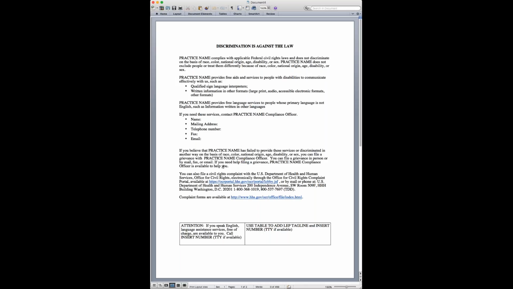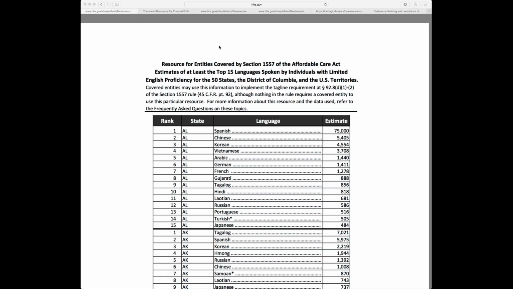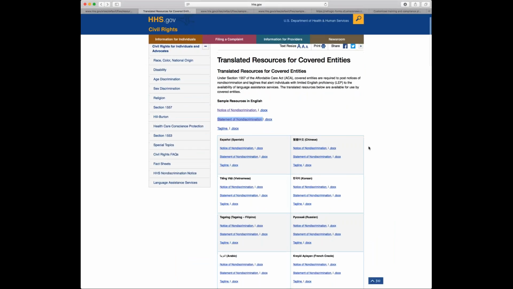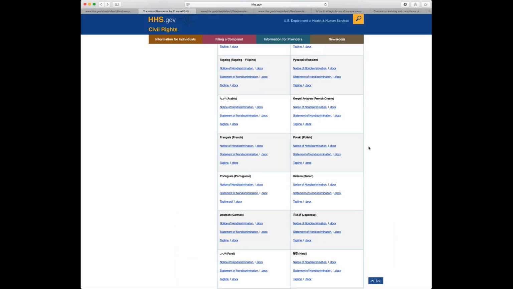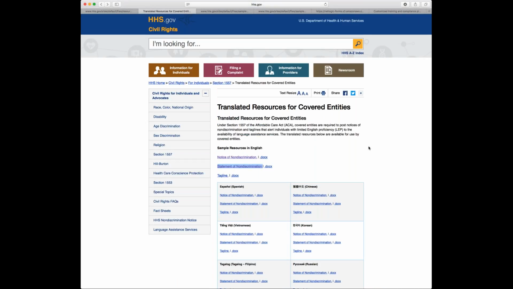You also have to have some specific language. Now, this language has been specifically taken from the federal requirement, so from HHS, and again, this will be part of that white paper. Let's see if I can move over to that page. HHS has some resources for covered entities. They have information as required for the languages that meet those state-specific requirements.